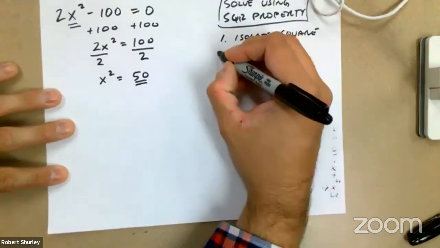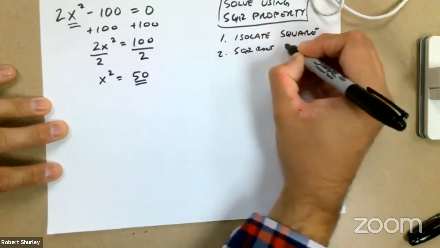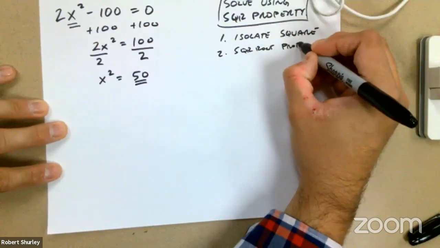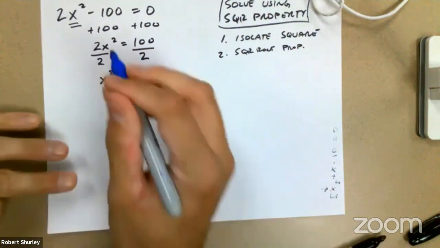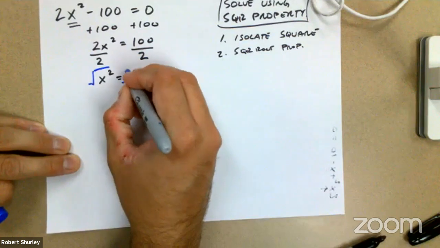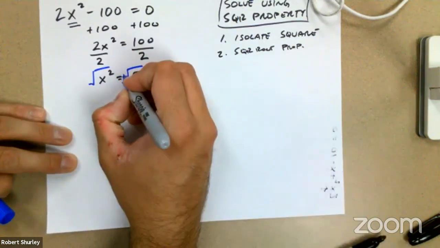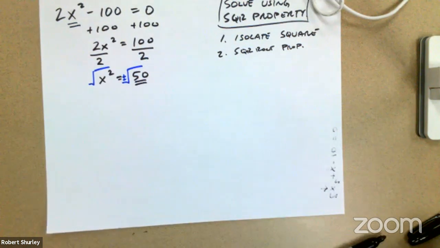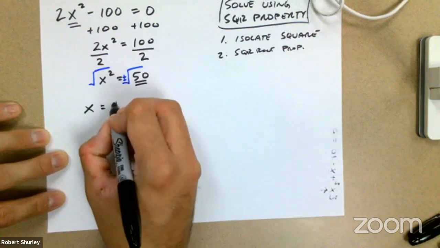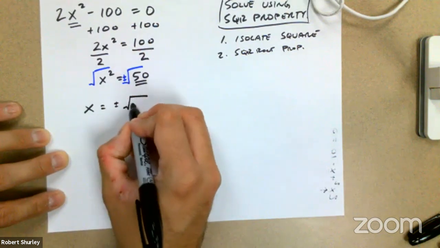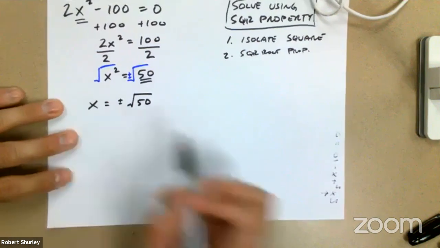Okay, so now we're going to do the square root property that we just learned about. Okay, so I'm going to take the square root. I'll use blue here. I'm going to take the square root of both sides. But when I do that, I'm not going to forget the plus or minus. So I get x equals plus or minus the square root of 50. And notice we've solved for x, right?